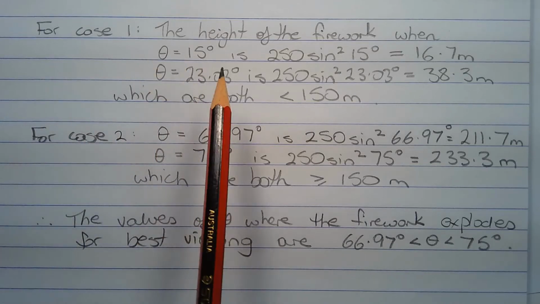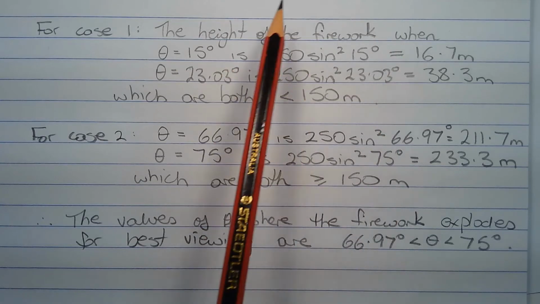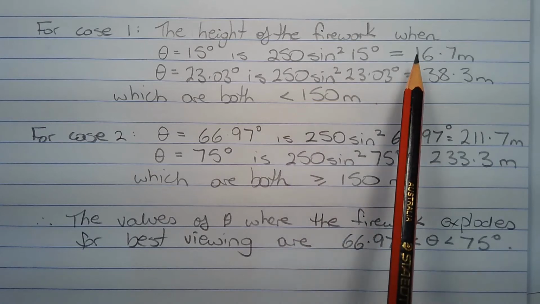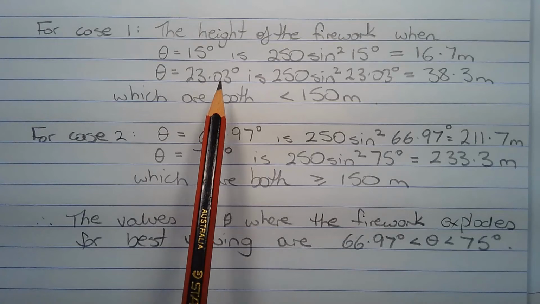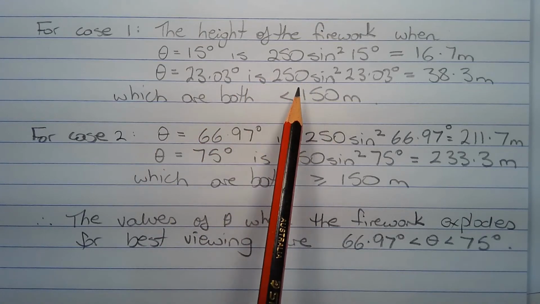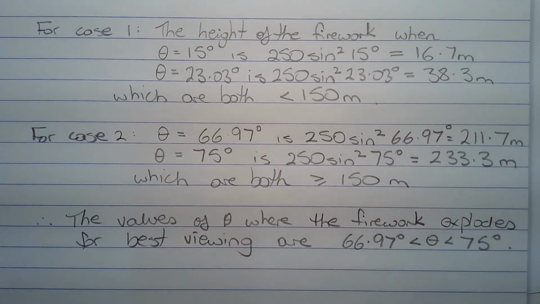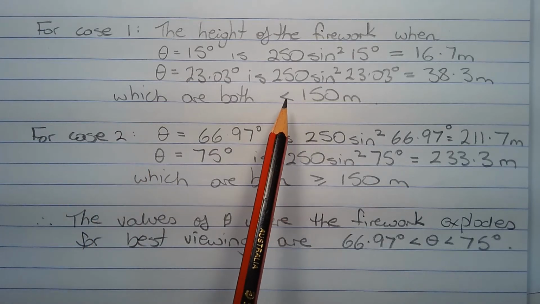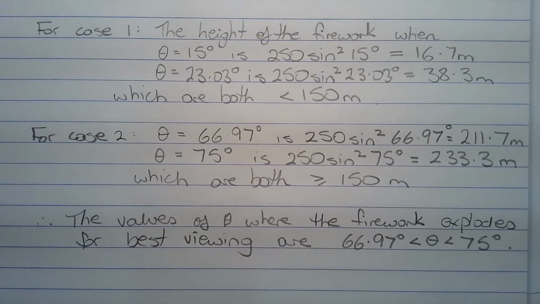So for case 1, the height of the firework when theta is equal to 15 degrees is given by the formula from part 1, which is 250 times sine squared 15 degrees, and that equals 16.7 meters. And when theta is equal to 23.03 degrees, that's 250 times sine squared of 23.03 degrees, and that equals 38.3 meters. In both of these angles, they result in a height less than 150 meters. So case 1 is incorrect.